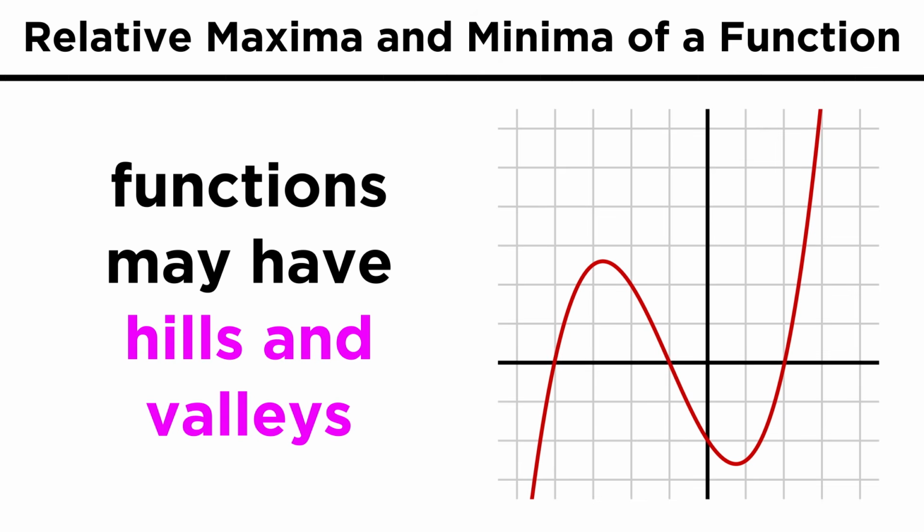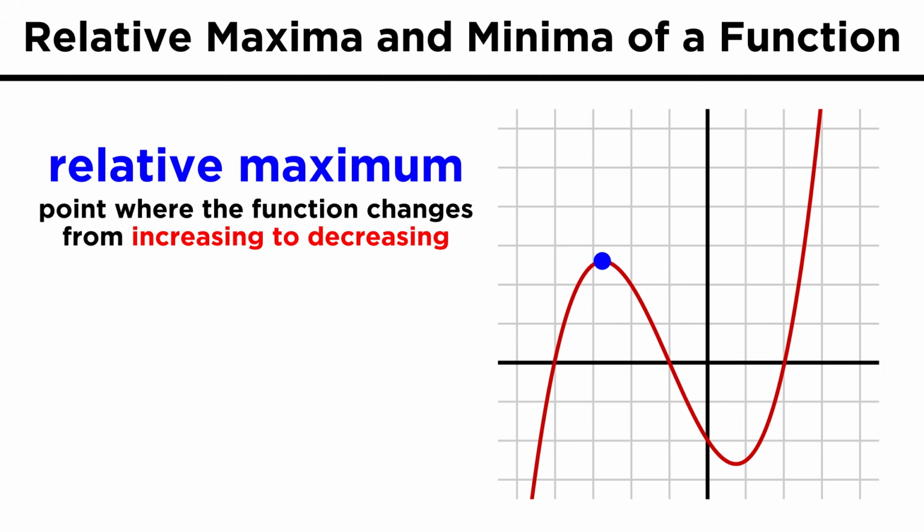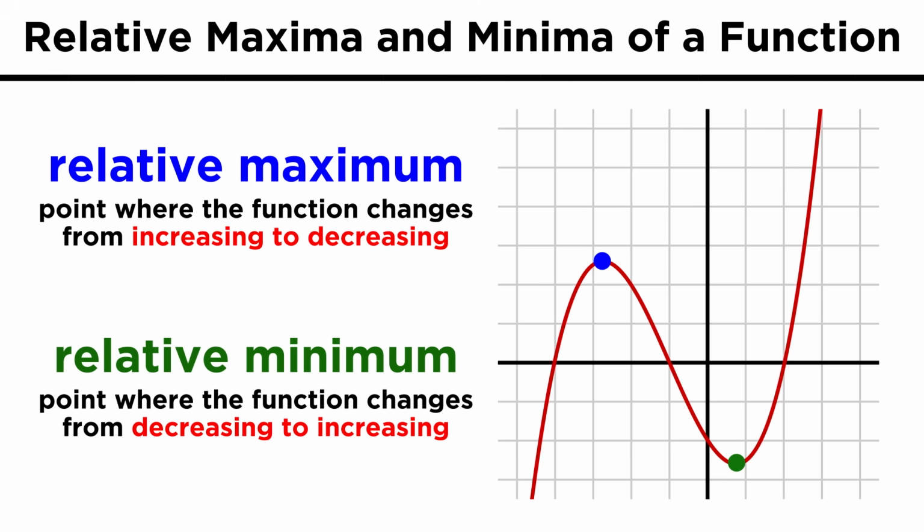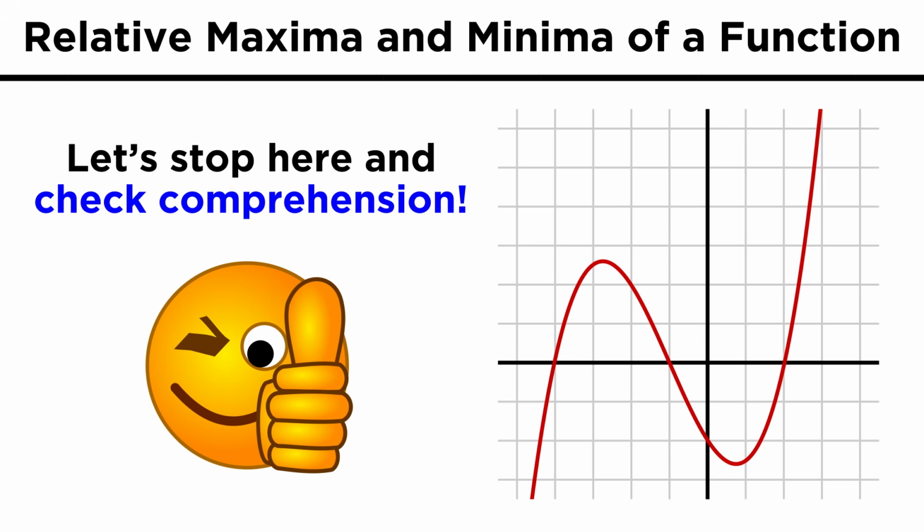Beyond these parameters, we can identify relative maxima and minima of a function, which are the hills and valleys. A relative maximum is a point where the function changes from increasing to decreasing, and a relative minimum is a point where the function changes from decreasing to increasing. Many of these concepts will come back later, but for now, let's check comprehension.